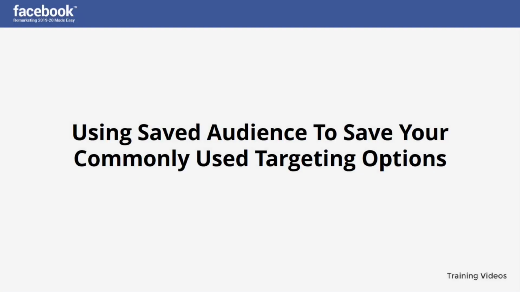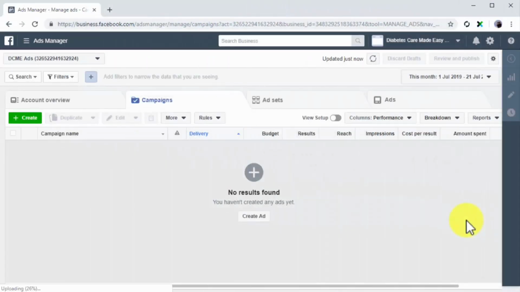Using saved audience to save your commonly used targeting options. Hey there everyone! The Facebook advertising and remarketing platform has some of the coolest and most complete audience targeting features that you can find on the market. One of its best features is that it allows you to save commonly used targeting options to an audience so you don't have to set them all up from scratch every time that you create a remarketing campaign. You can do that by creating a saved audience. And in this lesson, we are going to show you how to do it the right way.